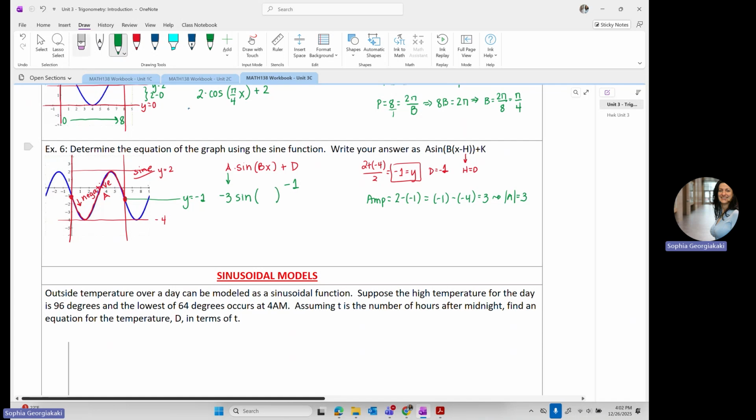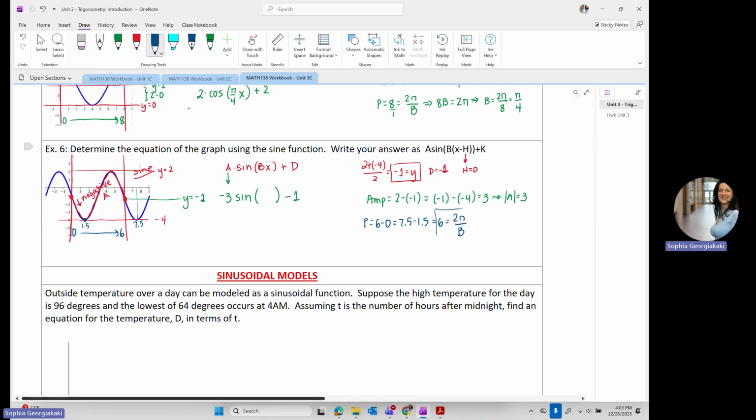And I'm going to use the period to identify the B. The period from the start to the next middle is 0 to 6. Also, from the lowest point here, which maybe is 1.5, to that lowest point is 7.5. It looks like that. So the period is 6 minus 0. It's also 7.5 minus 1.5. Therefore, it's 6. 6 is 2 pi divided by b.